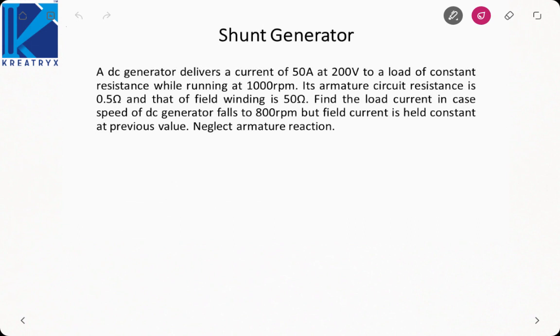Let us look at another problem based on shunt generator. A generator delivers a current of 50 ampere at 200 volt to a load of constant resistance while running at 1000 RPM. Its armature circuit resistance is 0.5 ohm and that of field winding is 50 ohm. Find the load current in case speed of DC generator falls to 800 RPM but field current is held constant at previous value. Neglect armature reaction.